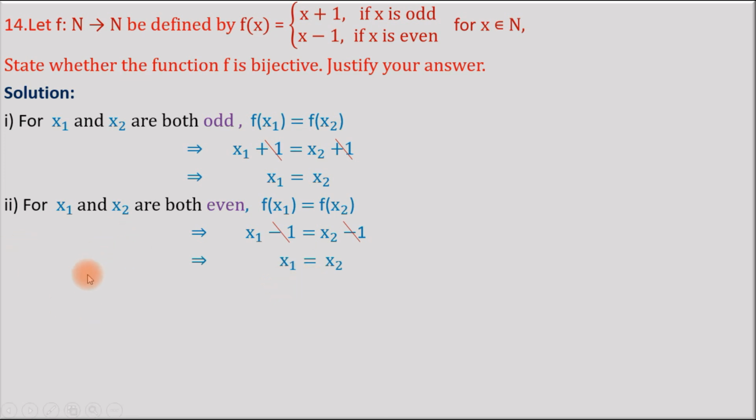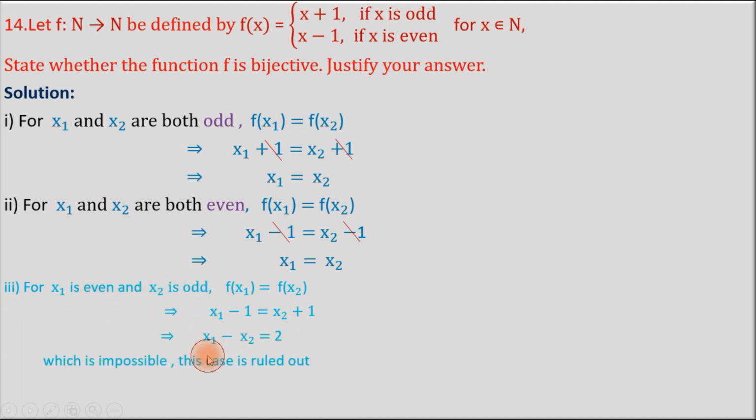If we take one even number and one odd number, that means x1 is even, x2 is odd. f of x1 becomes x1 minus 1 because x1 is an even number. f of x2 becomes x2 plus 1 because x2 is an odd number. This implies x1 minus x2 is equal to 2. But x1 is an even number and x2 is an odd number, which means the difference of an even and an odd number cannot be equal to 2. This case is ruled out.